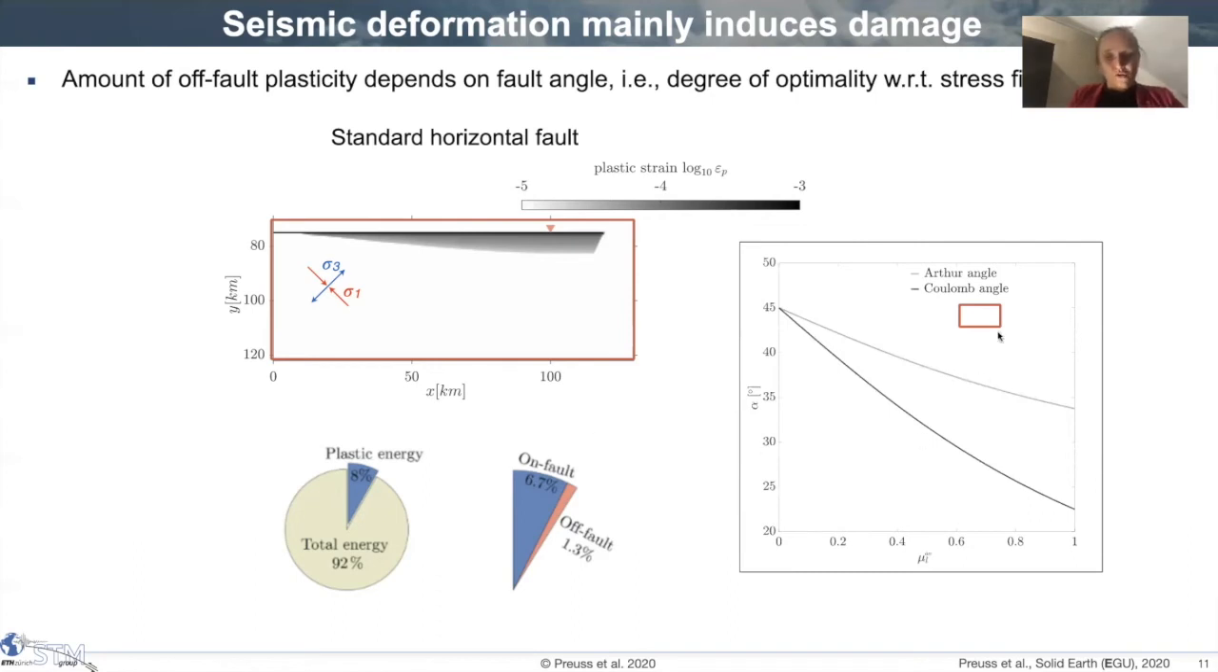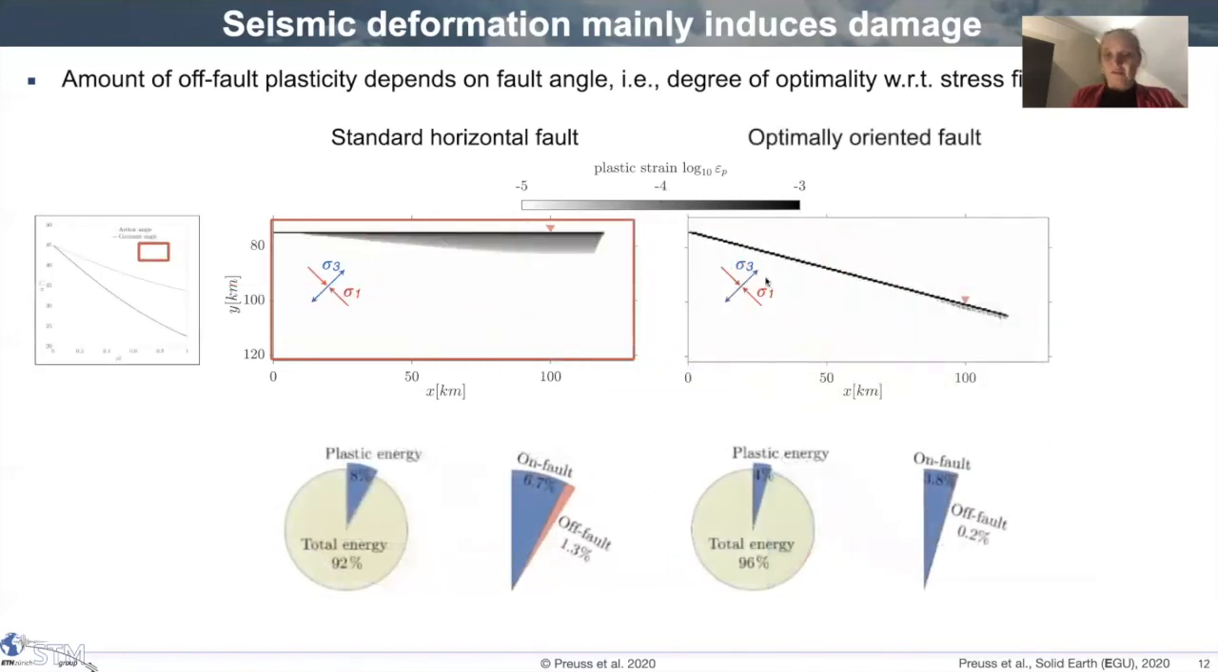But this angle is not optimally oriented. In this diagram of friction versus alpha, it is misoriented here. While if it would grow spontaneously, it would form along this Coulomb angle. So that is what happens in our other models that we looked at before, where you see the fault propagating there. So if we predefine the fault to be as such, what we observe is that the amount of off-fault deformation is significantly less.